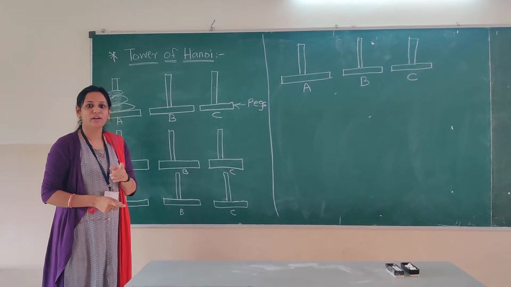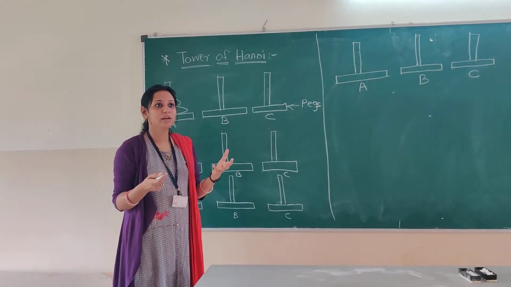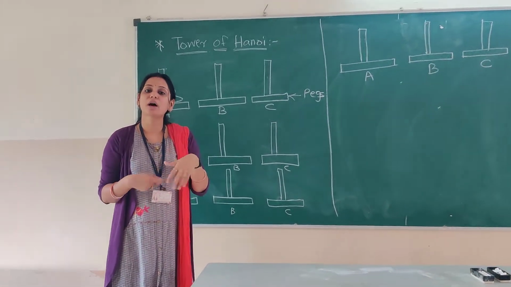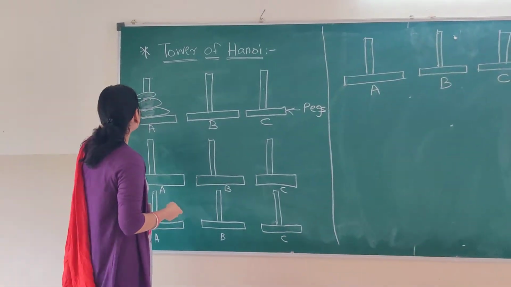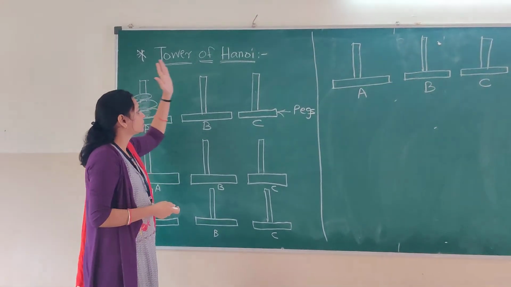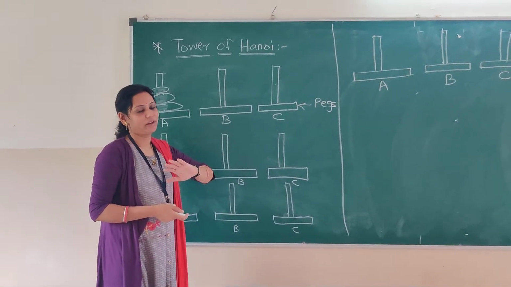So in Tower of Hanoi, what do we have to do? Now the question will come to our mind that the discs are already placed, then what do we have to do? So according to the game, we have to place all these 3 discs on the last peg. That is the game of Tower of Hanoi.